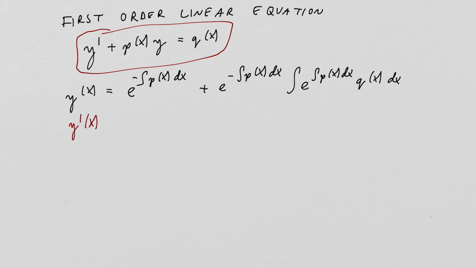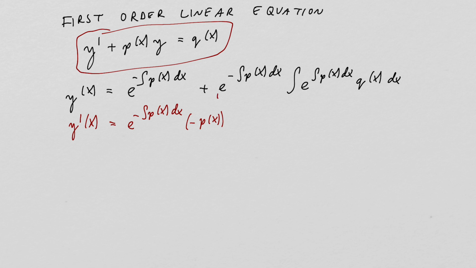Let's calculate the derivative of y. So we need to differentiate the first function. It will be just staying the same, except we'll get the derivative of the inner function. That will be times minus b of x.